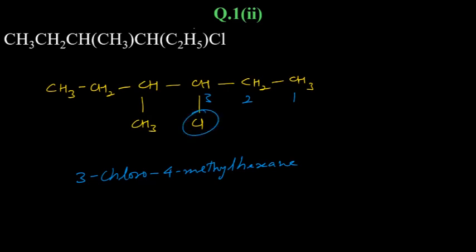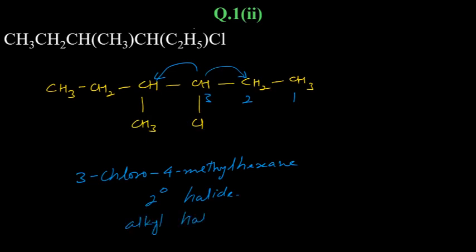Now the carbon to which chlorine is attached is attached to 2 carbons. It is a 2-degree carbon, 2-degree halide. Is there any double bond, anything? No, it is a plain hydrocarbon. If you just replace this chlorine by hydrogen, you will get a hydrocarbon. So it is just a simple alkyl halide. Now I'm getting quite a few good answers here. All students need to be active.